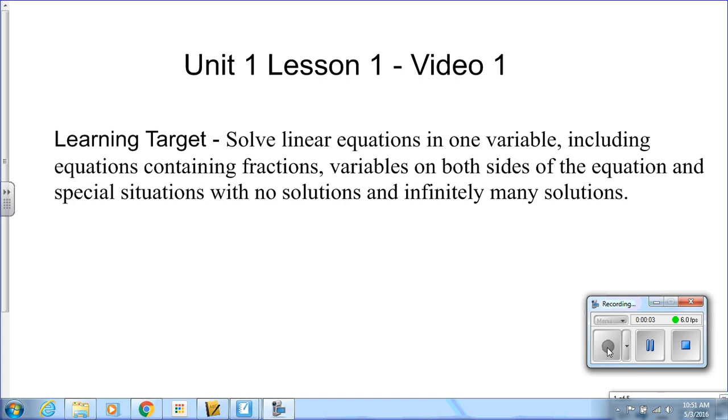Welcome to Unit 1, Lesson 1. So for this lesson, we are going to solve linear equations with one variable.